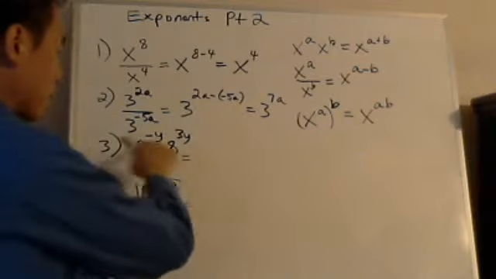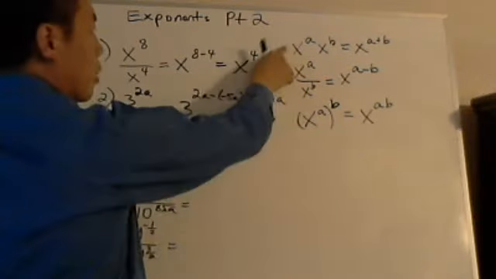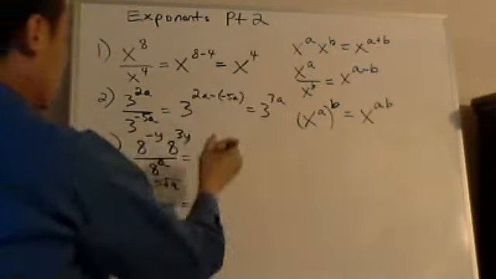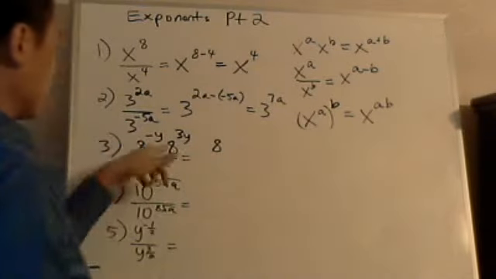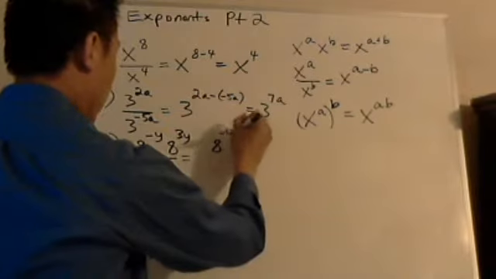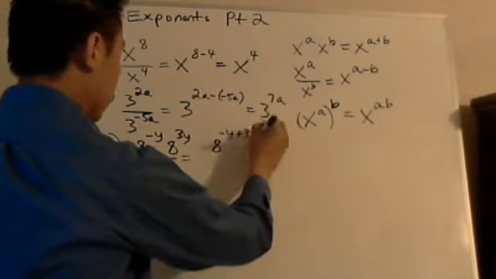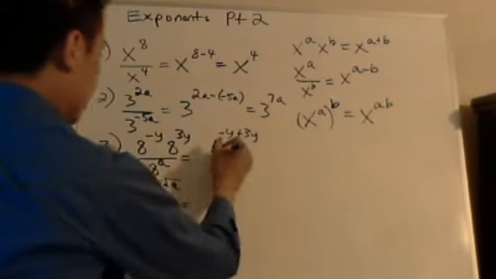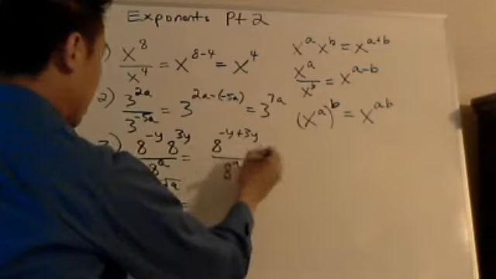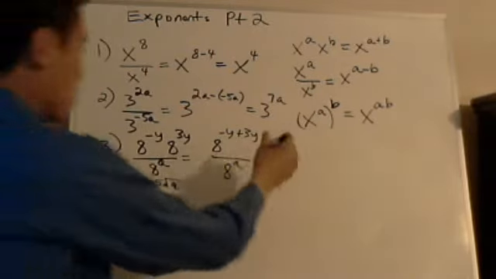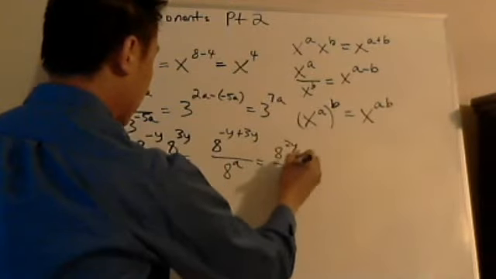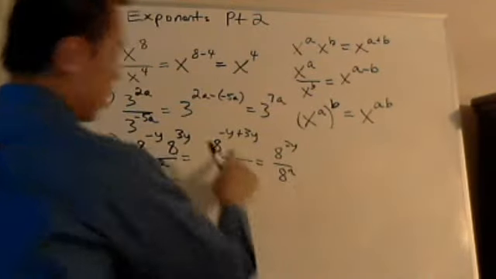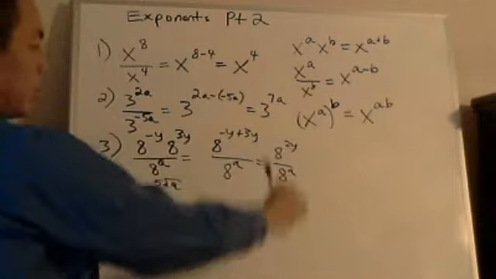So let's do the first thing first. Let's do the top. Remember the first theorem from the other video? We add the exponents when the base is the same. So it's 8 to the negative y plus 3y, okay, divided by 8 to the a. And what's negative y plus 3y? That's just 8 to the 2y, right? Negative 1 plus 3 is positive 2.